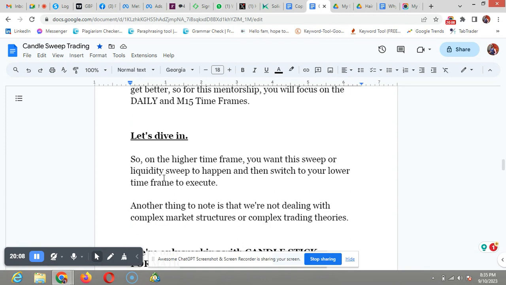All right, so on the higher time frame, you want this sweep of liquidity to happen. Once we see a sweep on our higher time frame, which is our daily time frame, then we would switch to the 15 minutes time frame and execute from there. Don't worry, I will teach all of these things step by step as we progress.